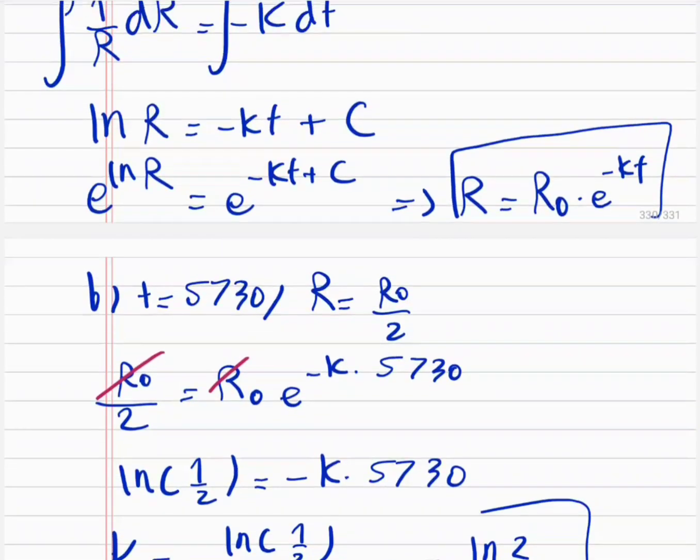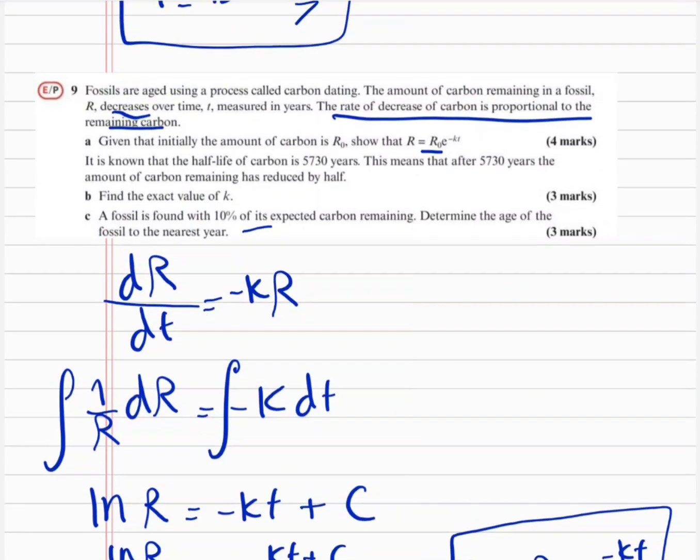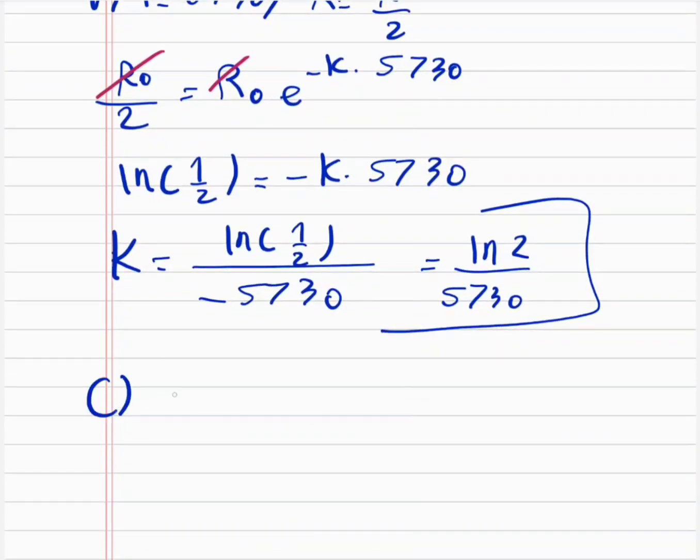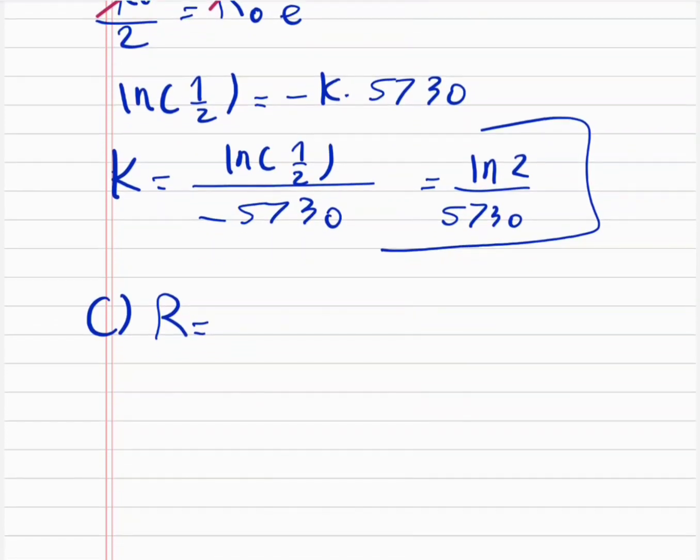Finally, in part C, a fossil is found with 10% of its expected carbon remaining. So it's very similar to the previous part. Determine the age of the fossil to the nearest year. So again, this is giving us the new value of R. It's 10% of its expected carbon remaining, so basically we have 0.1 R0, because that's just 10% of the initial amount.